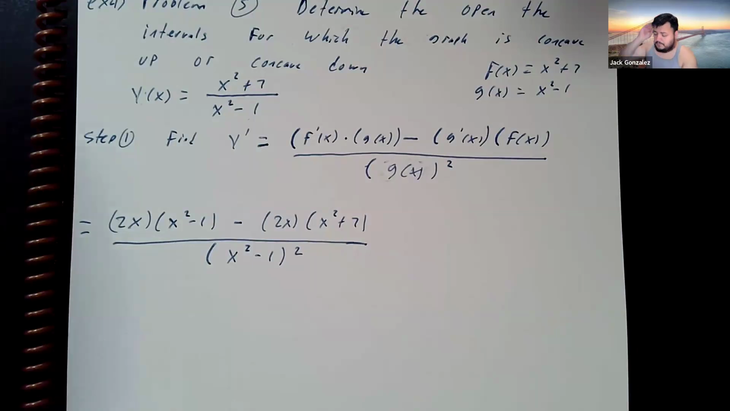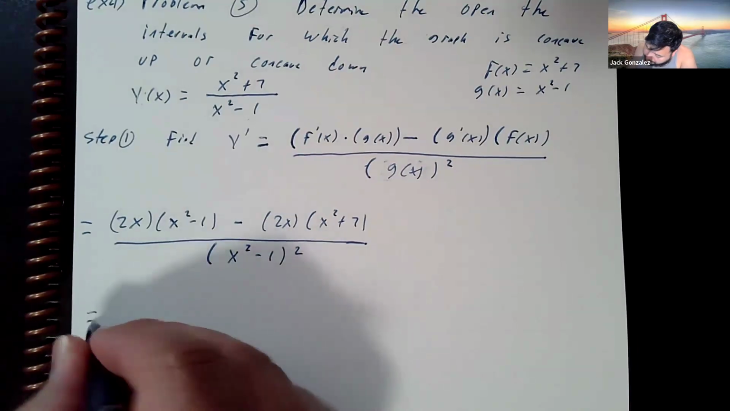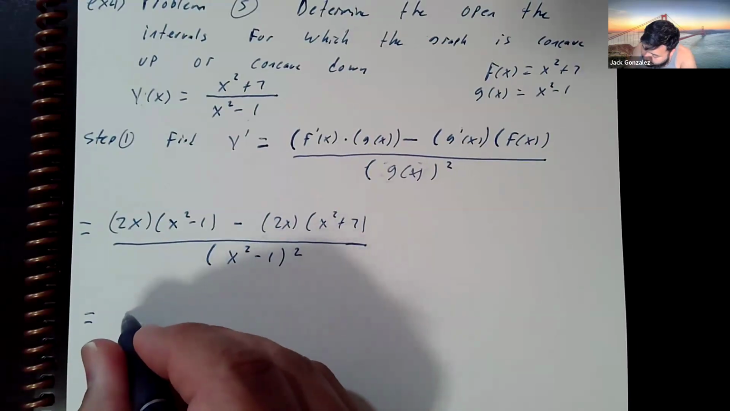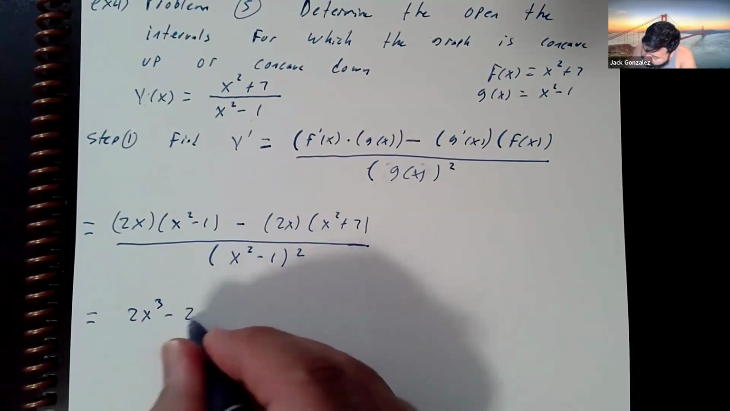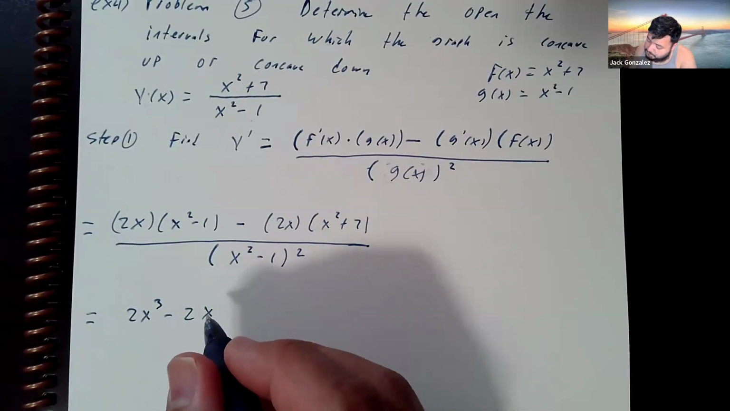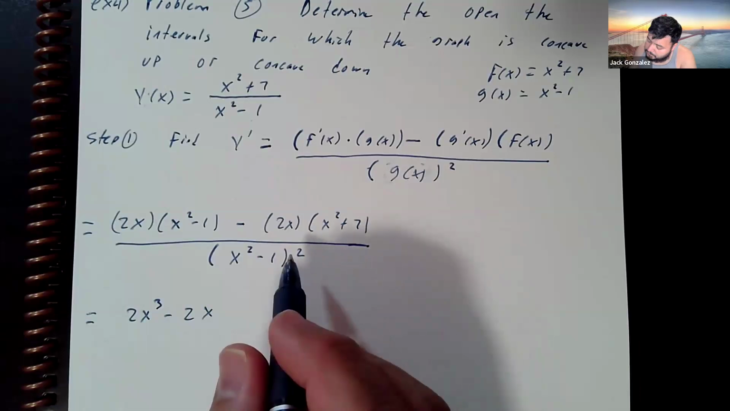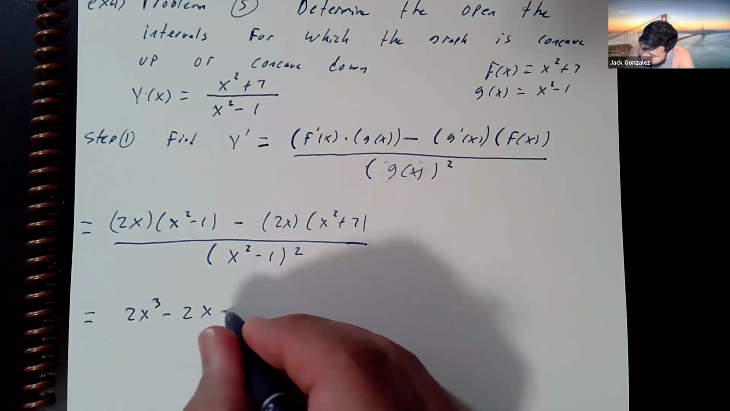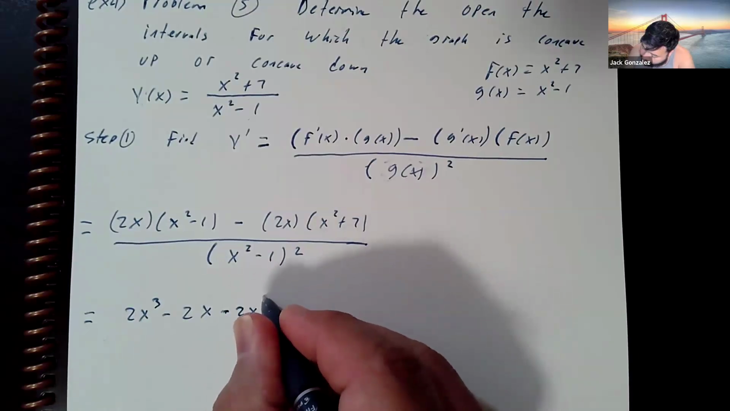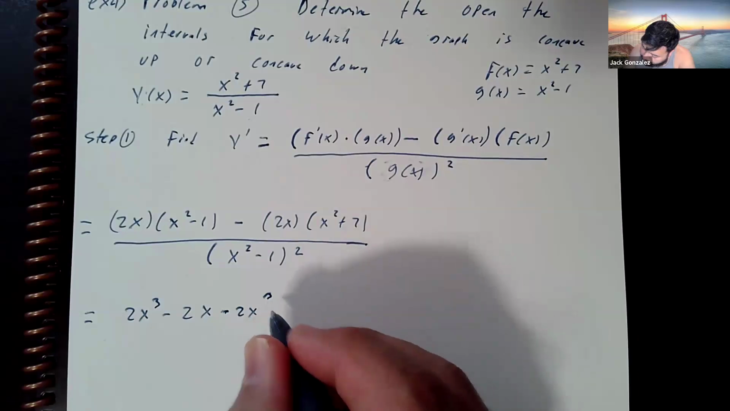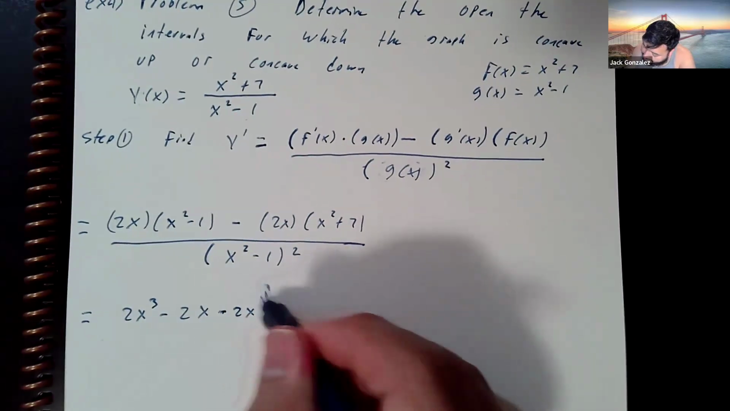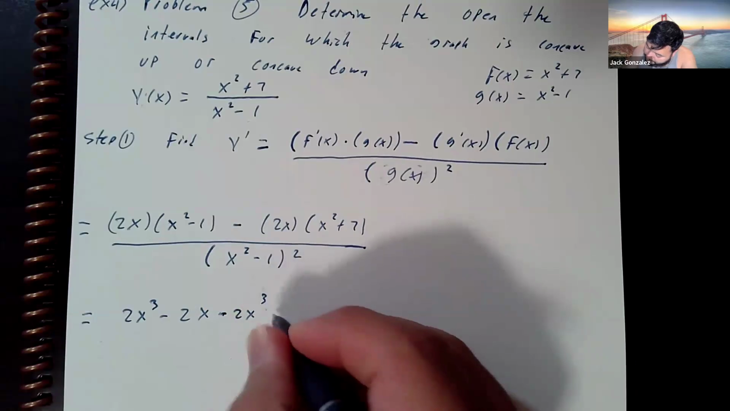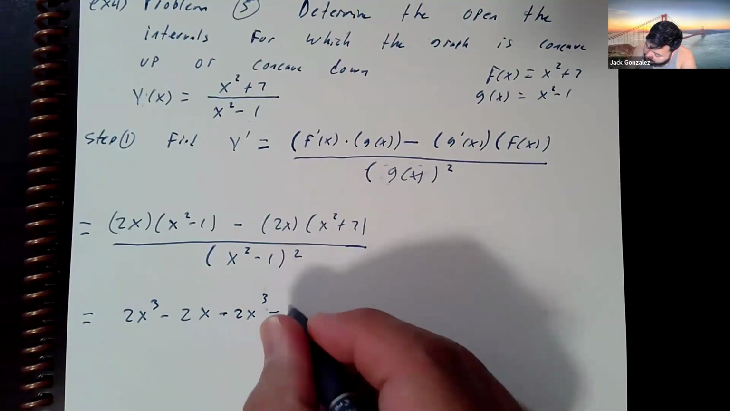Double checking. Yeah, we're good. Okay. I'm going to multiply all this out and then do it again. So 2x cubed minus 2x... minus 2x cubed. That's a weird 3. Minus 14x.